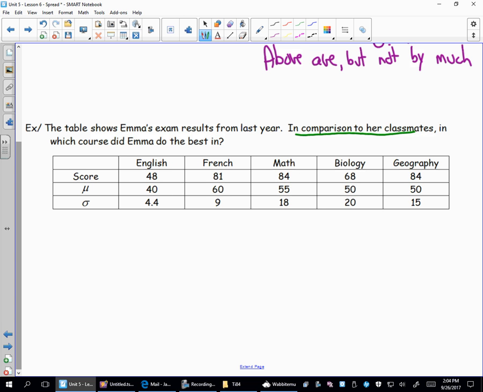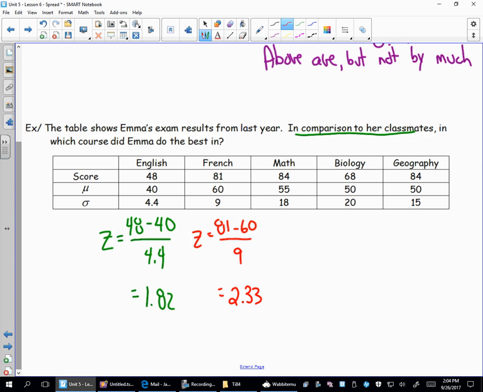So let's take a look at her z-scores, because z-scores compare one person, in this case Emma, to everybody else, her class. In English she scored 48. Class average was 40. Standard deviation was 4.4. So her z-score in English was 1.82. So she's above average, fairly decently above average. If we try French, same idea. She scored 81. Average was 60. The class did not do well, but standard deviation was 9. Lots of inconsistency there. She scored 2.33. So she was really high compared to average.